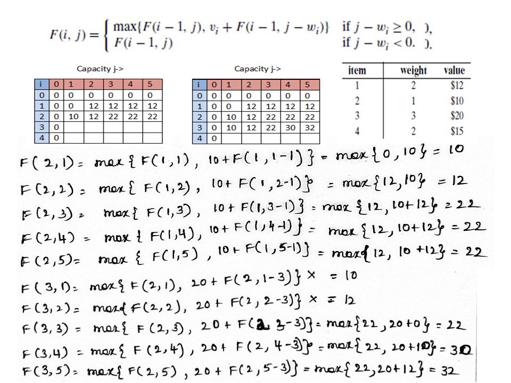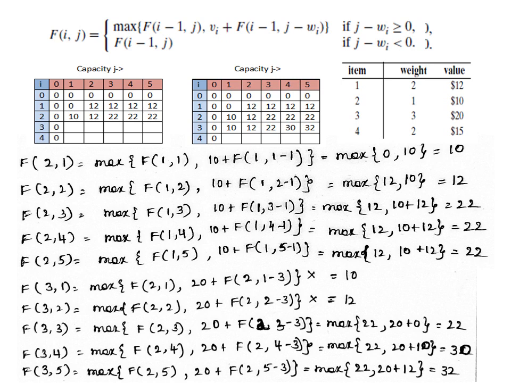Then for row number 3, that is, you see the second table here, f of 3, 1 which is equal to maximum of f of 2, 1, value of the third item which is equal to 20 plus f of 2, 1 minus 3. 1 minus 3 means we are getting the negative value for the weight here, that is we are getting minus 2. That means we cannot put that item, it cannot fit into the knapsack. So don't include that, use the previous value. That is, the previous value means f of 2, 1. What is f of 2, 1? It is equal to 10. So f of 3, 1 is equal to 10.